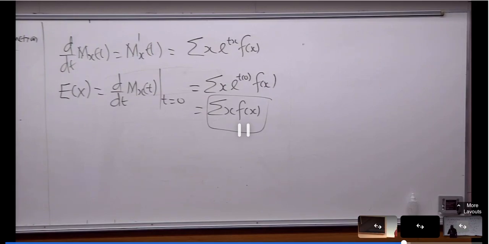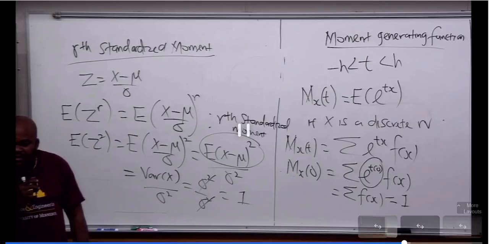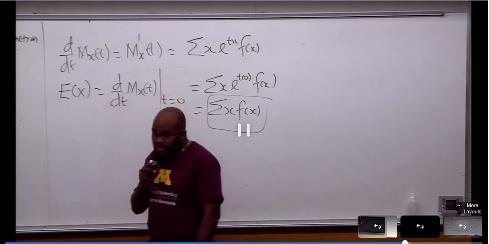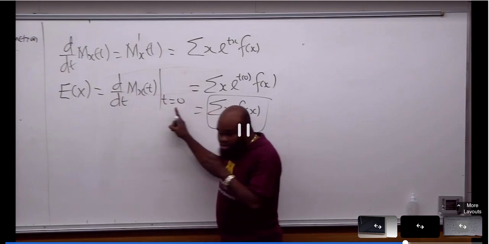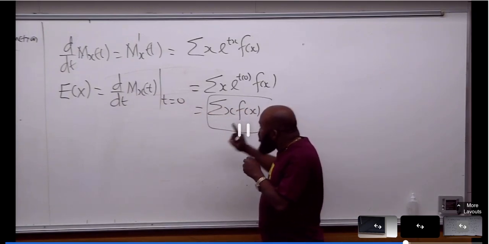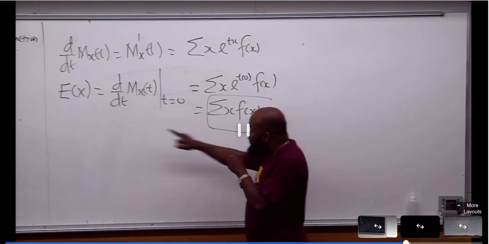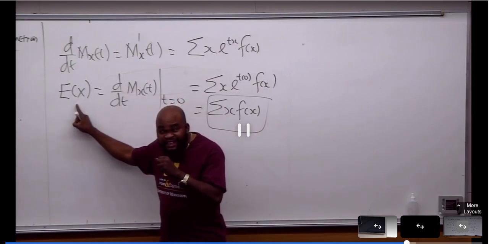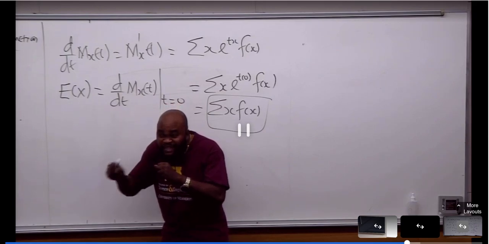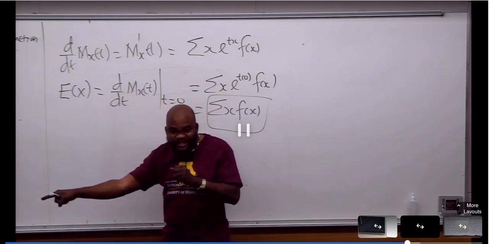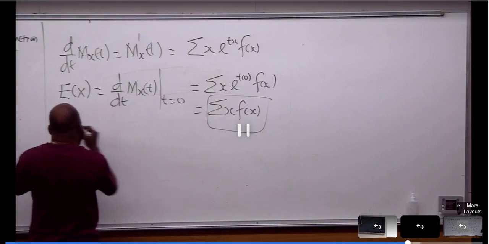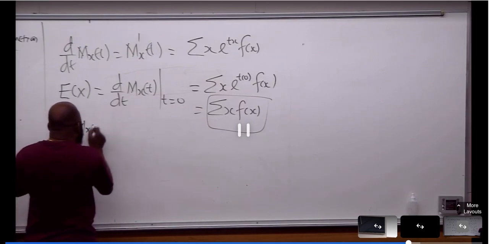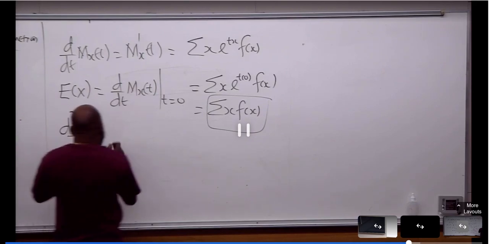Which means if you derive the moment generating function and you plug in t equal to 0, that will automatically give you the first moment. And don't forget, the first moment about the origin is the same thing as the mean. Does that make sense? Now, let's do the second derivative. d squared M_X(t) over dt squared, which is the derivative of M'_X(t).